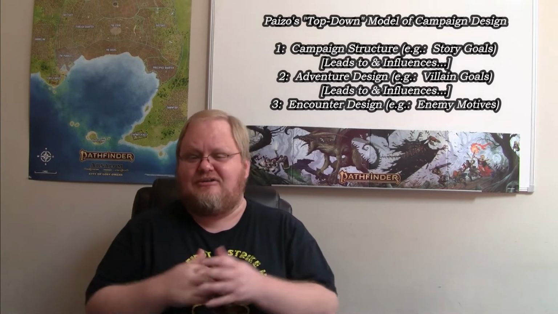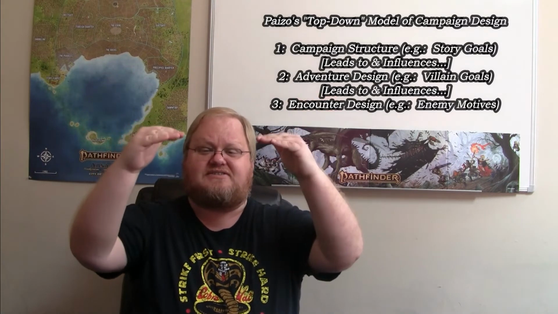Some people will use a bottom-up model. I use what I call the goalpost method of trying to tell stories. There are a variety of ways of constructing stories, but Paizo in specific gives us a model of outlining campaigns in what is essentially 3 parts. The campaign structure, the adventure design, and the encounter design, and you can think of this as 3 tiers, moving from the largest and then focusing in on more and more specific subjects.